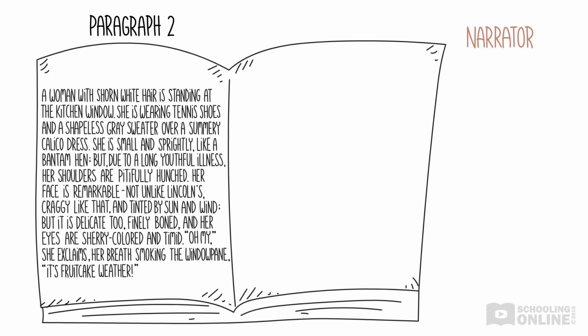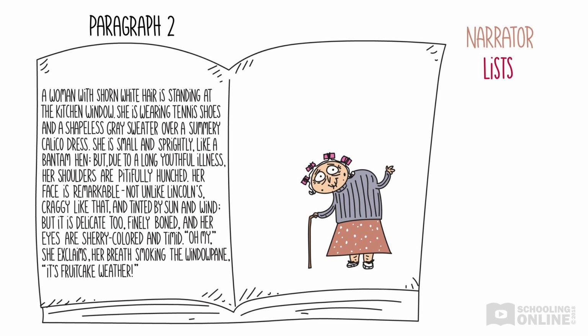The narrator continues to pack the story with lists of details that bring the narrative to life. This time, he describes an old woman. She's got white hair and she's wearing tennis shoes, a grey sweater and a calico dress. A simile compares her to a bantam hen, which is a colourful and energetic type of chicken. This makes her personality seem fun and energetic, so it's sad when the simile is contrasted with a mention of her long, youthful illness and her pitifully hunched shoulders.